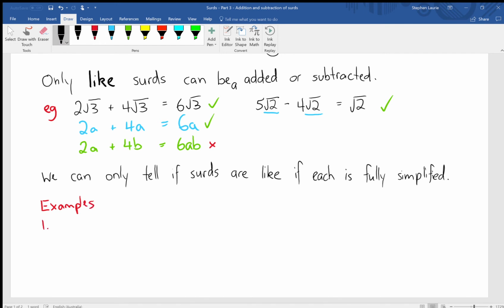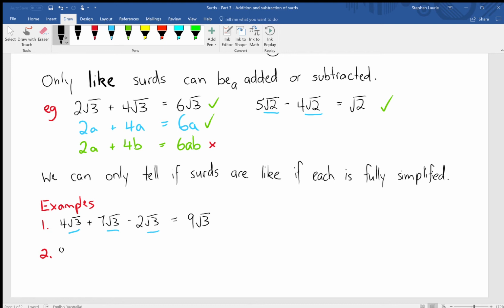Alright, first example. 4 lots of root 3 plus 7 lots of root 3 minus 2 lots of root 3. So, do we have like surds? We sure do. Root 3, root 3, root 3. So, we can just ask ourselves, what's 4 plus 7 minus 2? Okay, 4 plus 7 is 11, take away 2 is 9, so we have 9 lots of root 3. Alright, pretty straightforward.